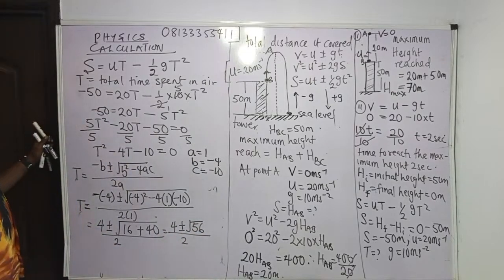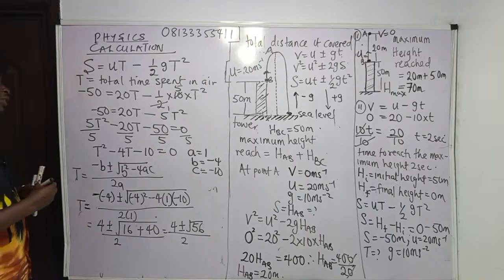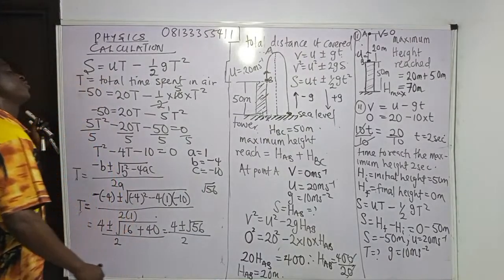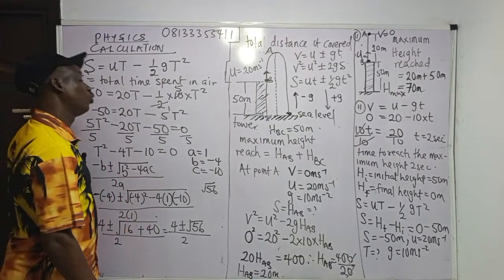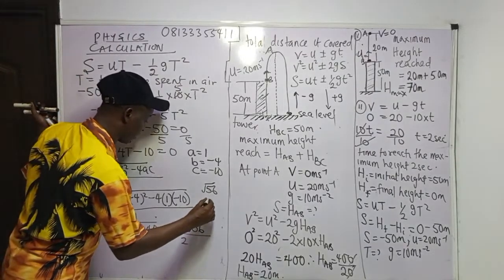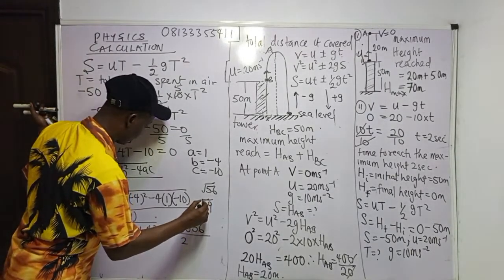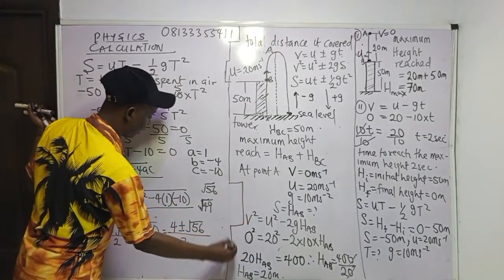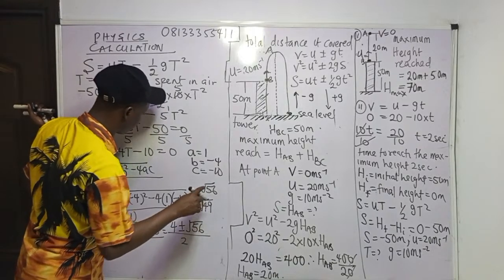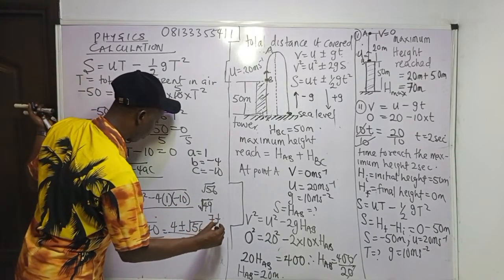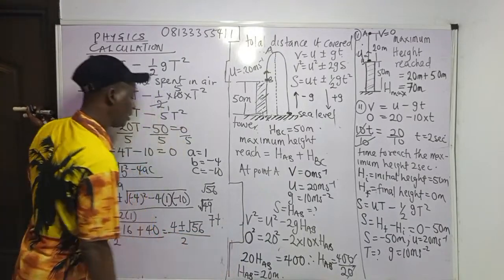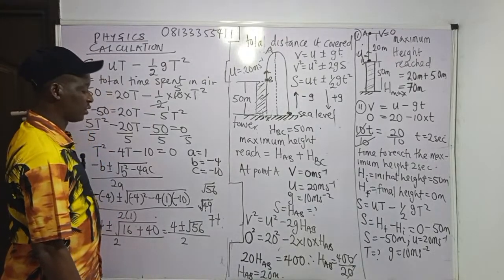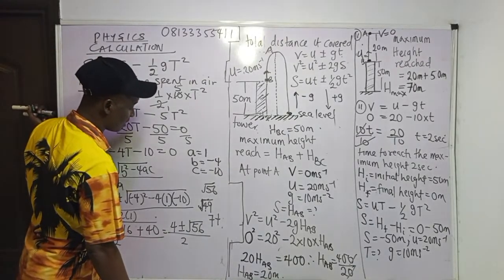Now, I told you how to find the square root of 56. You don't need to bother yourself. The square root of 56 is very easy. If you want to find the square root of 56, what perfect square is close to 56? It is 49. Since 49 is a perfect square close to 56 and smaller than it, we have 7 plus. Now, 56 minus 49 will give us 7 also.